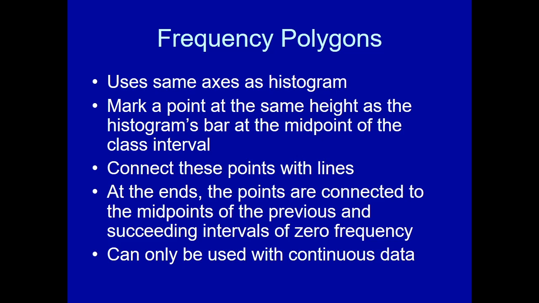This is constructed by marking a point at the same height of the histogram's bar at the midpoint of the interval. At the ends, the points are connected at zero frequency. Frequency polygons can be superior to histograms for comparing two frequency distributions.